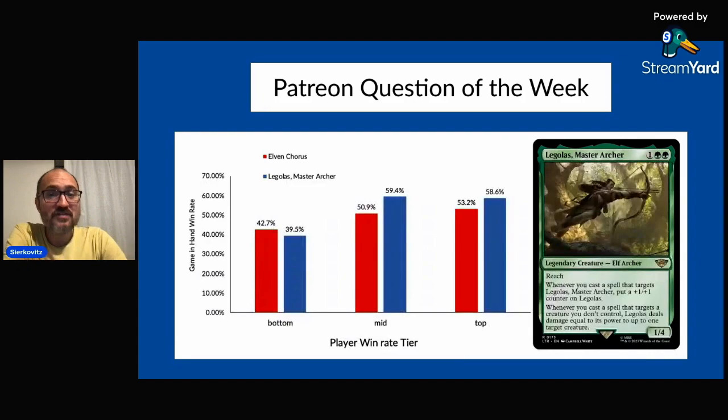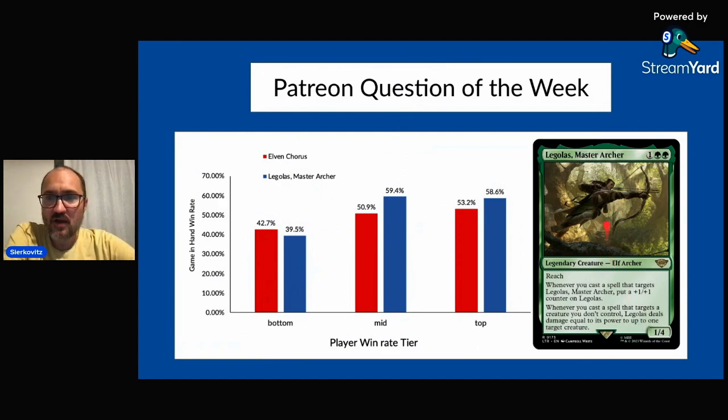And also, there is one card that I would like to compare it with, and that's Legolas, Master Archer. Because in the bottom tier of players, Legolas, Master Archer has a lower win rate than Elven Chorus. Legolas, Master Archer, 1 green, legendary creature, elf archer. It has reach. Whenever you cast a spell that targets it, put a +1/+1 counter on it. And whenever you cast a spell that targets a creature you don't control, Legolas deals damage equal to its power to up to 1 target creature.